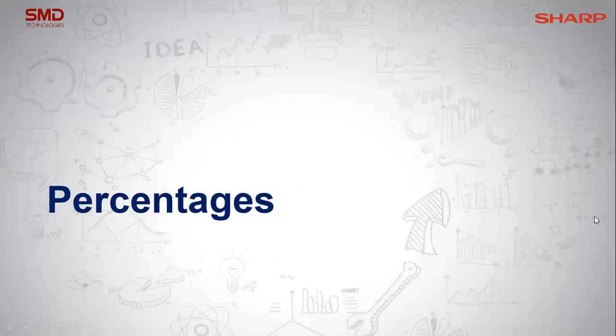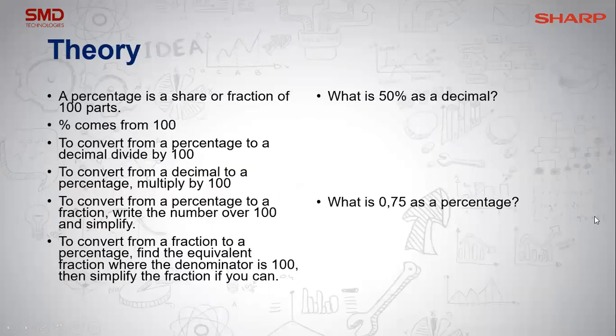So there's the instructions for you. Okay, percentages. A percentage is a share or a fraction of 100 parts, and the percentage sign comes from the 100. There's your 1, there's your 2 zeros. To convert from a percentage to a decimal, we divide by 100. And to go in the opposite direction, from a decimal to a percentage, we simply multiply by 100.